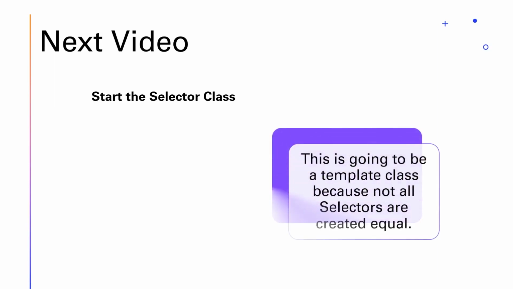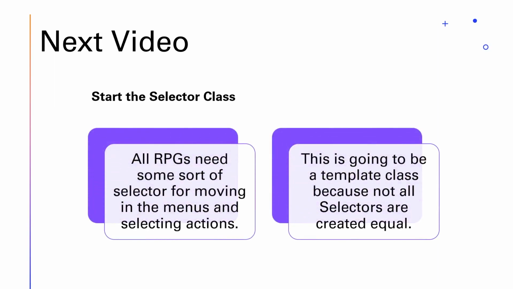All right, so that concludes creating the state machine. So next video, we're actually going to start with the selector class. The selector class is very important for us because all RPGs need some sort of selector for moving in the menus and selecting different actions. It's going to end up being a template class because not all the selectors are created equal. We're going to have different data and different situations, so we're going to have to render and select different things at different times, in different ways. So we're going to get into that next week.